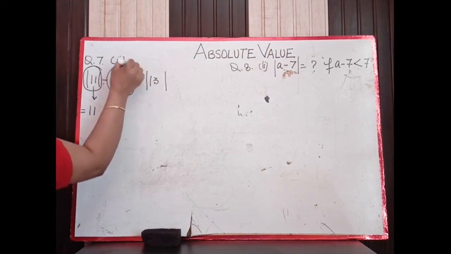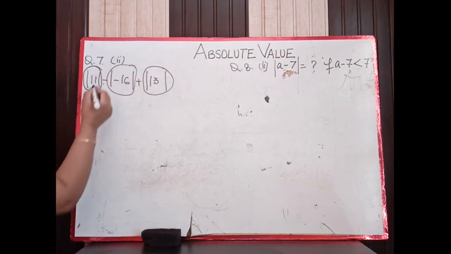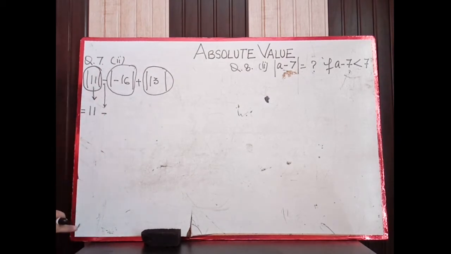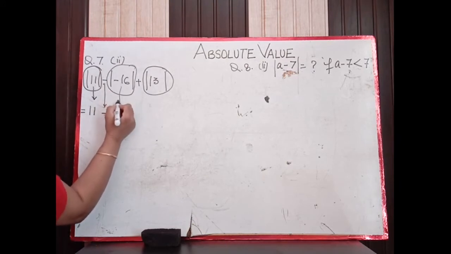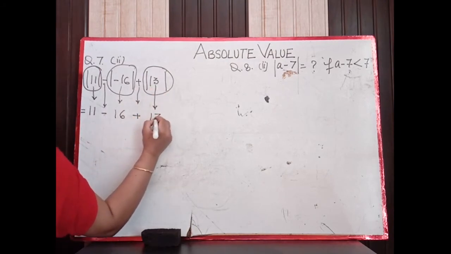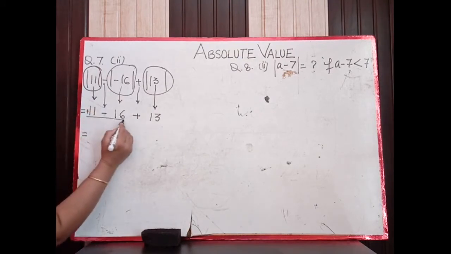This absolute value sign is on 16, minus 16, and this sign is on 13. So this minus is not inside the absolute value. It will remain minus only, because it's not covered under the absolute value sign. Now the absolute value of 11 is 11, the minus will remain minus. The absolute value of minus 16 will become plus 16. Then this plus will remain plus, and the absolute value of 13 will be 13. We know how to add and subtract the integers. This is positive. We are solving these.